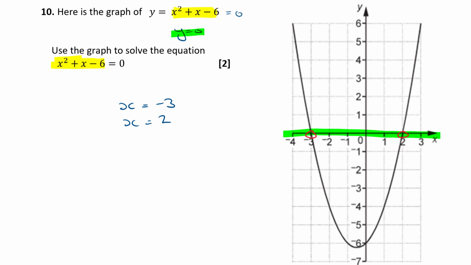Okay, so these are often called the roots of the equation, aren't they, where it's equal to 0. And that's how you find them on a graph. So just look along the x-axis where the graph crosses the x-axis and you will find the roots. x equals -3, x equals 2.